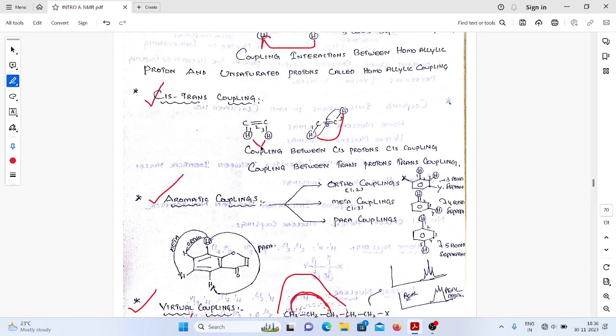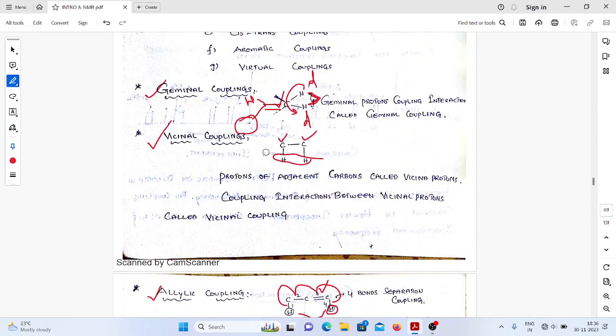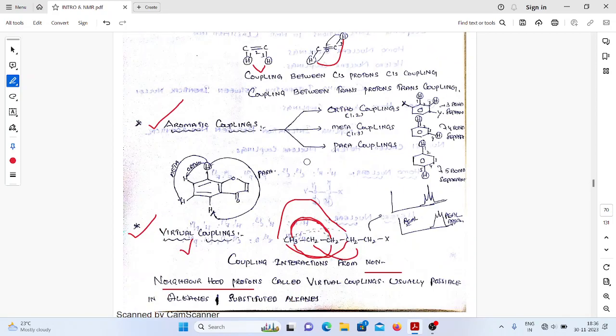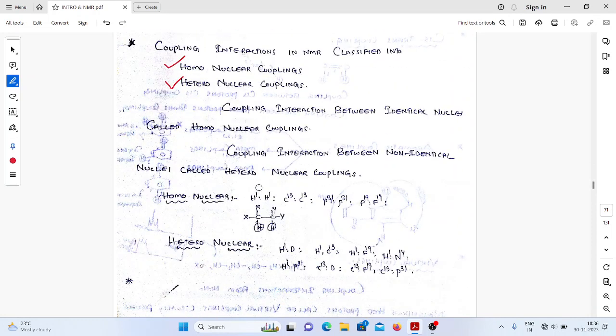Coupling between the protons or not. Every time, whatever the coupling may be, it may be a geminal coupling, vicinal coupling, allylic coupling, homoallylic, whatever it may be, in all these cases we have considered hydrogen only. But those hydrogens are non-equivalent in nature, but the nucleus is the same, no? Such types of couplings are commonly called homonuclear couplings. The coupling that takes place between the same kind of nucleus is commonly called homonuclear coupling.